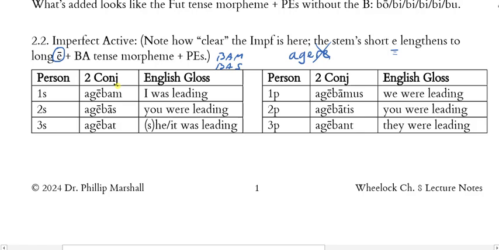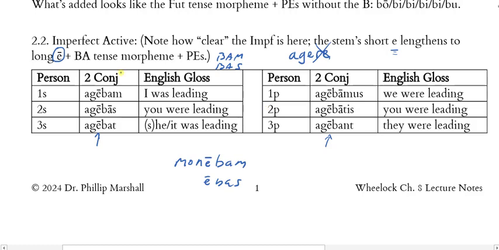Notice that I have long e's before ba in all forms. Okay? And so this is like moneo as well. I get monebam, monebas, and so forth. So this is behaving very much like my second conjugation pattern. But as a third conjugation verb, that e is really short before the re, but it lengthens for the sake of forming the imperfect.